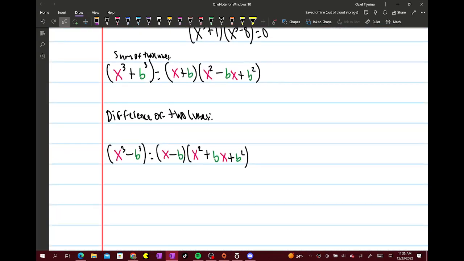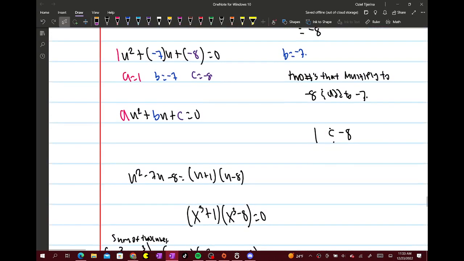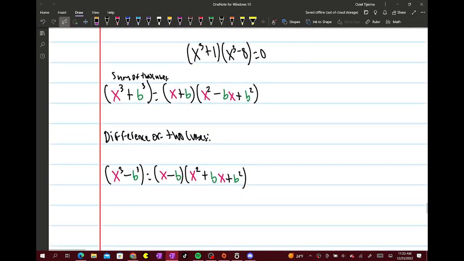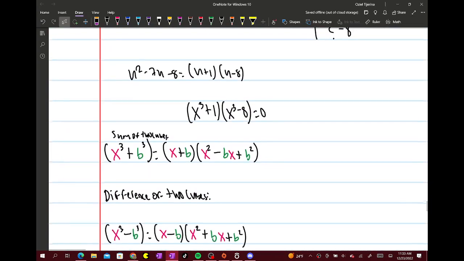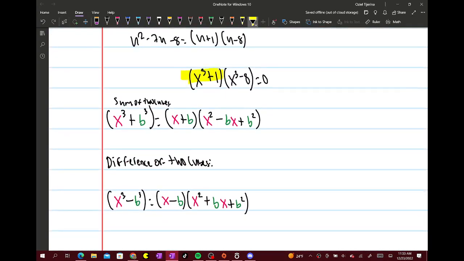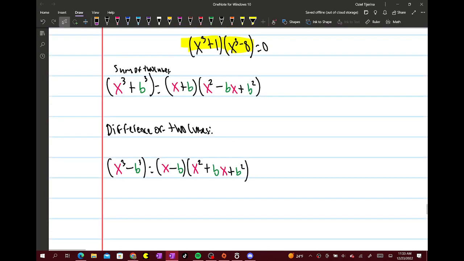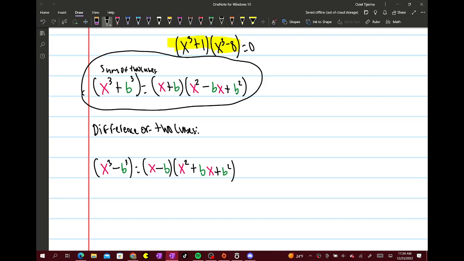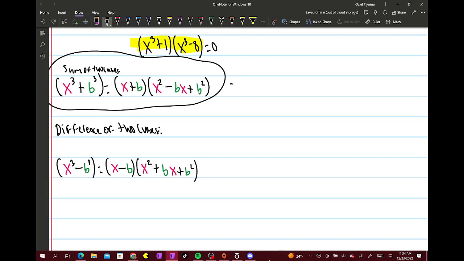So what I basically put here is we have x cubed plus 1 and x cubed minus 8 equals 0. The main thing I wanted to do here was to use the sum and difference pattern of two cubes to simplify them. So this is the sum of two cubes pattern, and this is the difference of two cubes pattern. I'm going to use this one to evaluate x cubed plus 1.